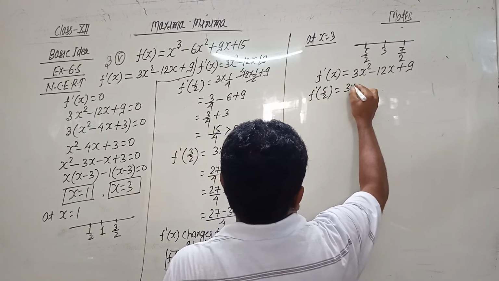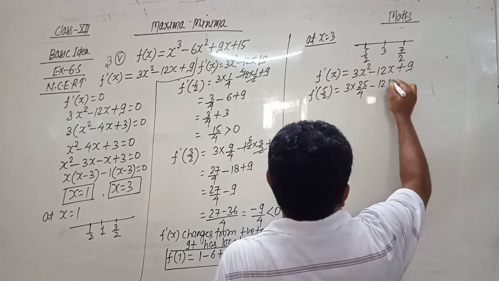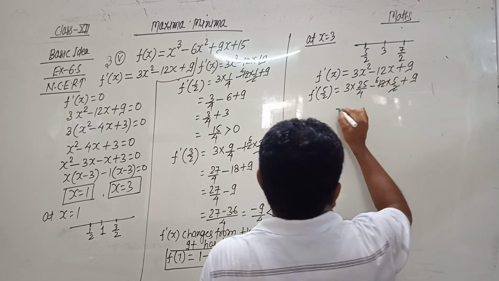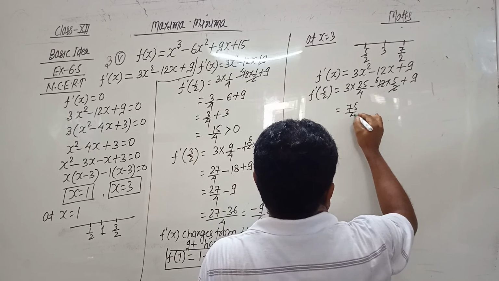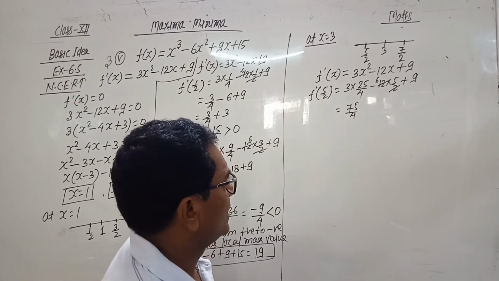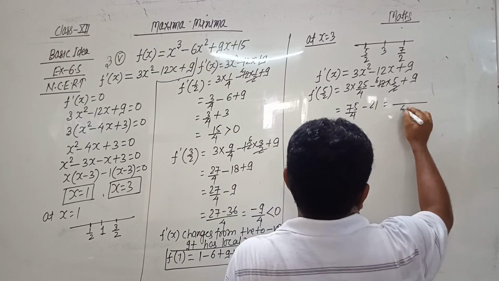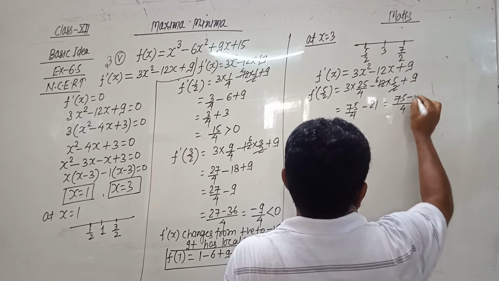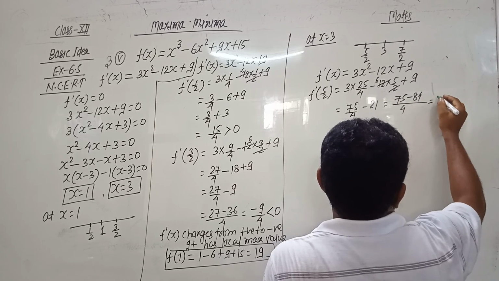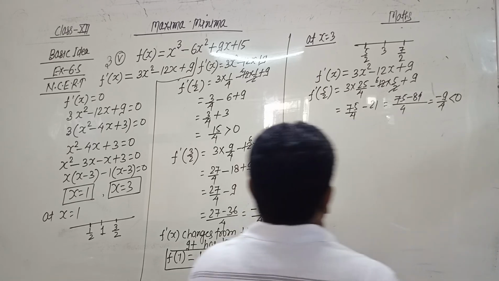So 3 into 5 by 2 the whole square, 25 by 4, minus 12 into 5 by 2 plus 9. This comes to be 75 by 4, 9 minus 30. 6 into 5, 30. 9 minus 30 is minus 21. LCM 4, 75 minus 84. This is minus 9 by 4, which is less than 0.